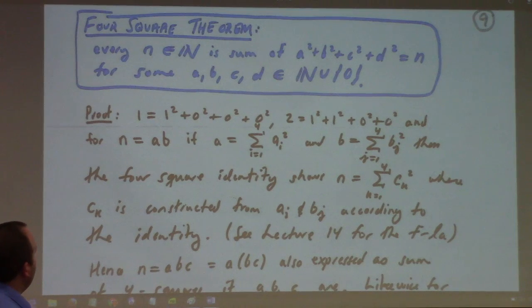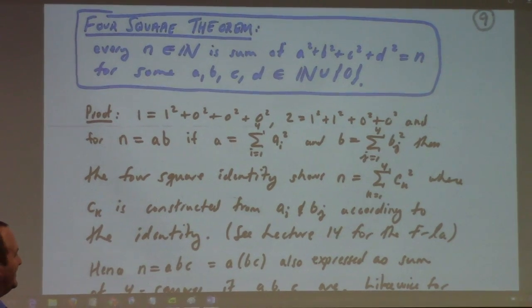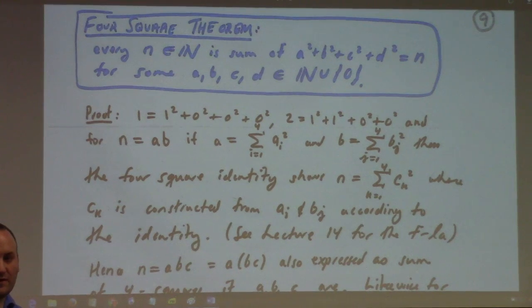Now, I mean, some of these are dumb, right? Like 1: 1 squared plus 0 squared plus 0 squared plus 0 squared. Or 2: 1 squared plus 1 squared plus 0. Or 3. Well, I think 1 to 4 is pretty easy, right? Although even at 4, you see the non-uniqueness, right? Because 4 is 1 squared plus 1 squared plus 1 squared plus 1 squared, but it's also 2 squared plus 0 squared plus 0 squared plus 0 squared, so it's not unique.